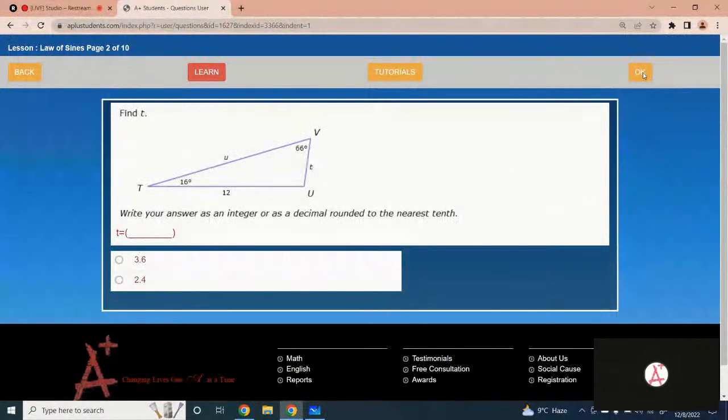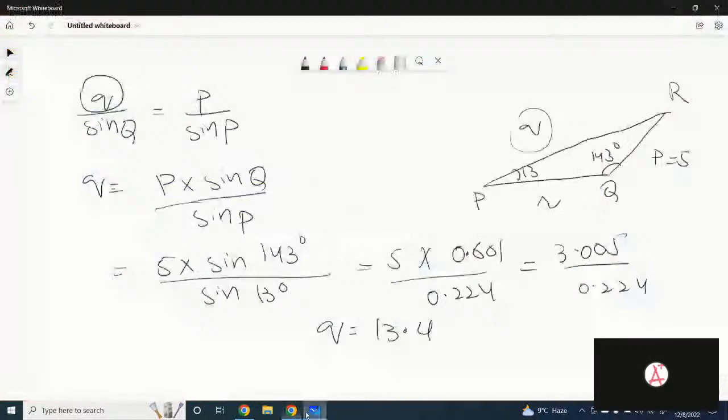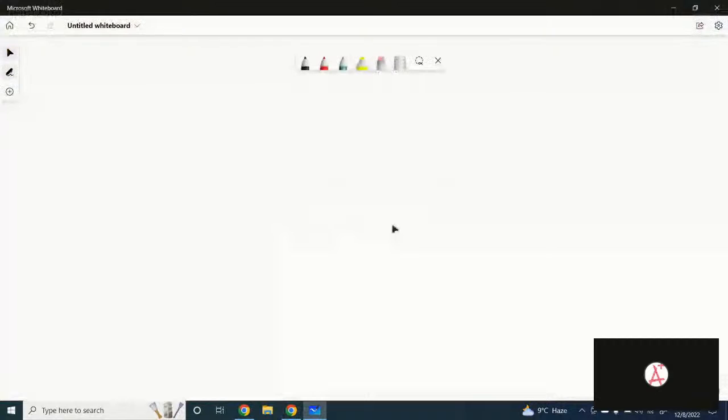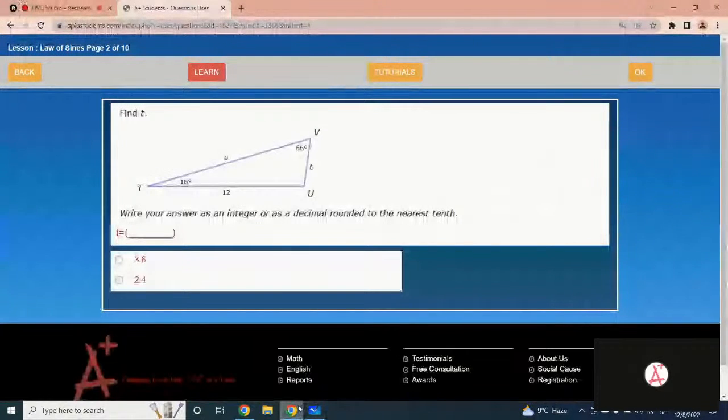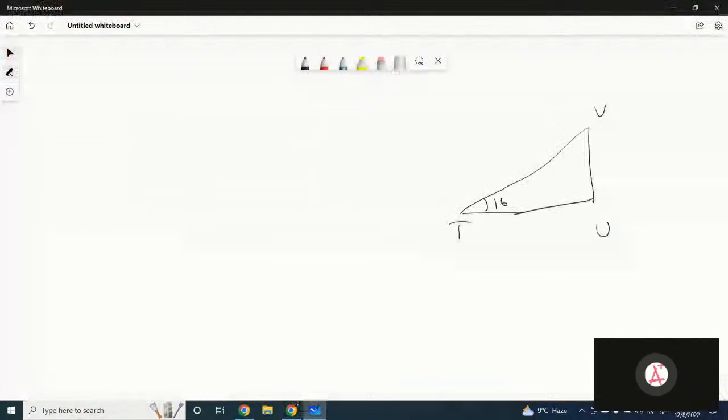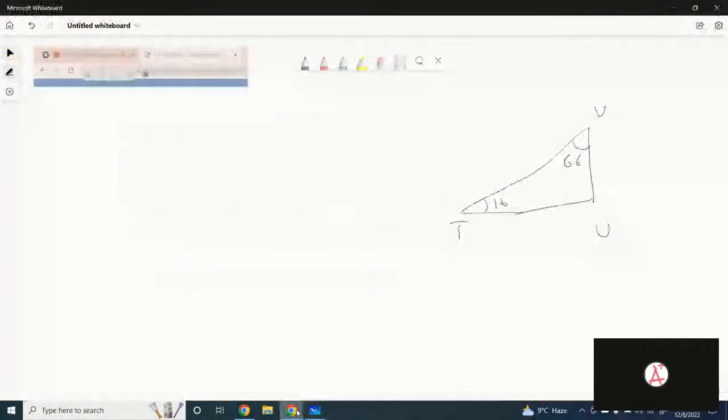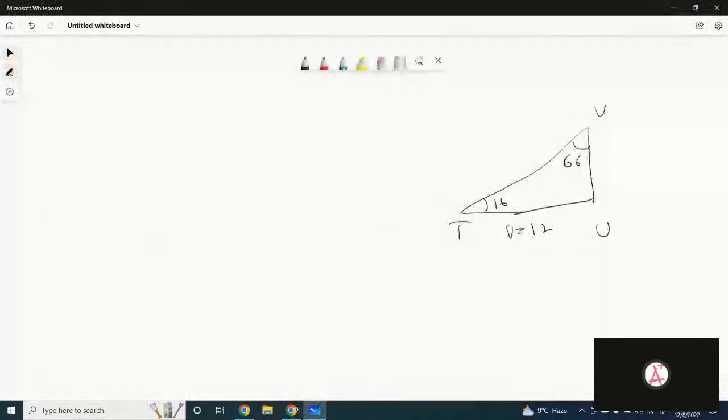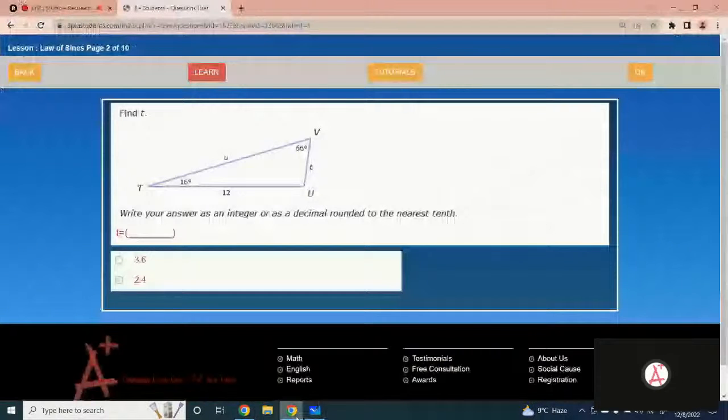Okay, let's do another example. We have a triangle given, TUV. Here is triangle T, U, V, and what information are we given? You are given two of the angles and one of the sides. Yes, you can use the sine law. This is 16 and this is 66, and you are given side v, that is 12. You have to find the side, side t. Got it?